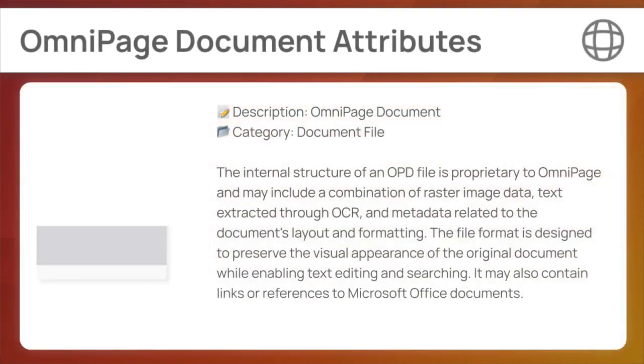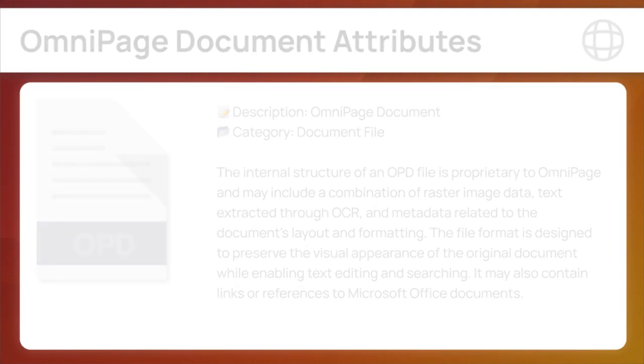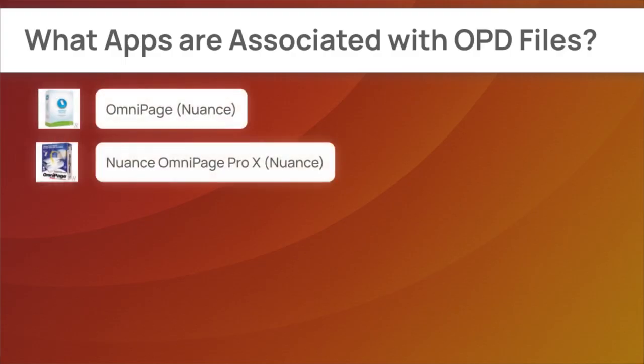The internal structure of an OPD file is proprietary to OmniPage and may include a combination of raster image data, text extracted through OCR, and metadata related to the document's layout and formatting. The file format is designed to preserve the visual appearance of the original document while enabling text editing and searching. It may also contain links or references to Microsoft Office documents. The essential opener for the OPD structure is OmniPage developed by Nuance.